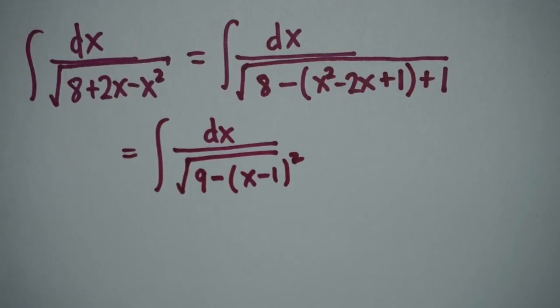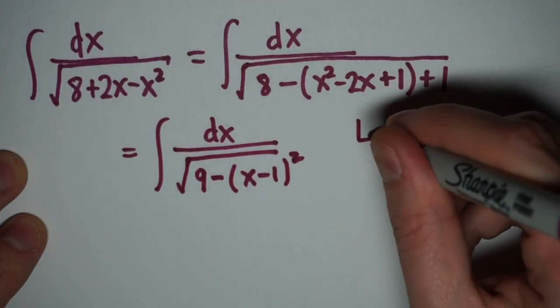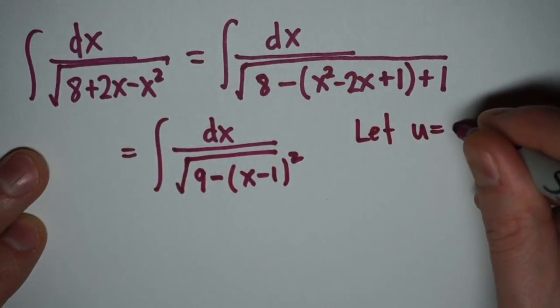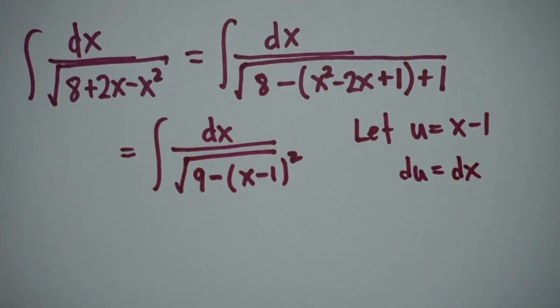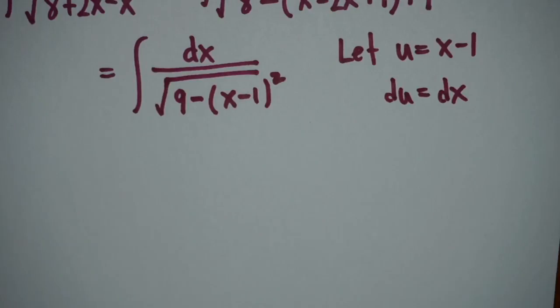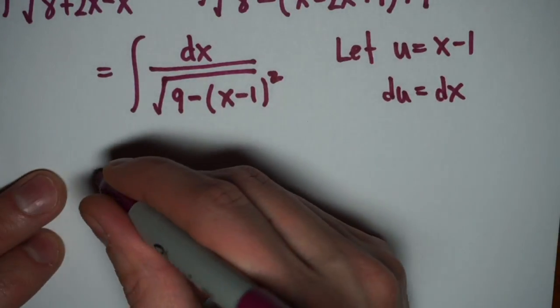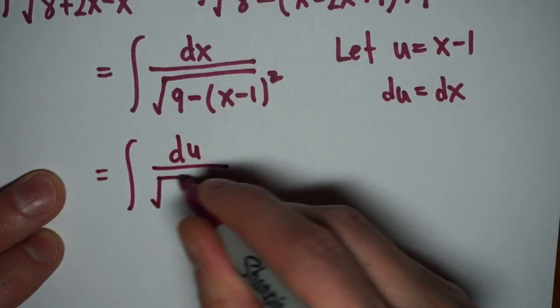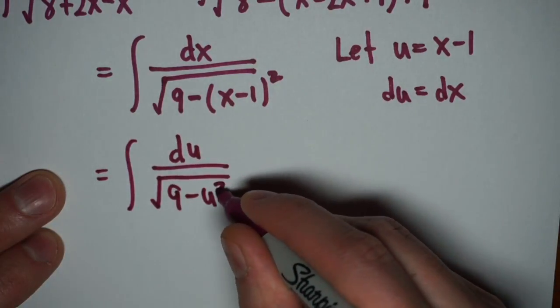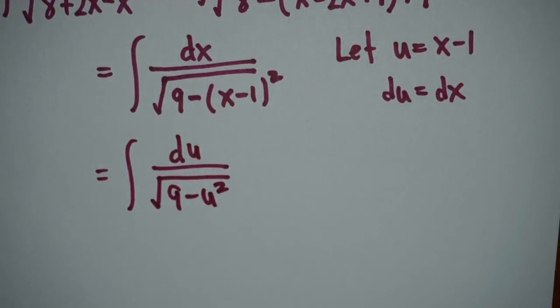And so now I have this difference of squares inside the radical, and this is perfectly set up for trig substitution. So I'm going to change my square into a single variable so it's a little bit easier to work with. So if u is x minus 1, du is dx, and I end up with the integral of du divided by the square root of 9 minus u squared.